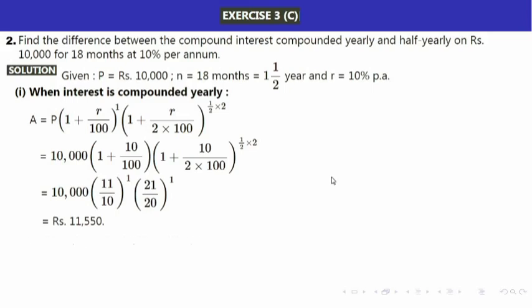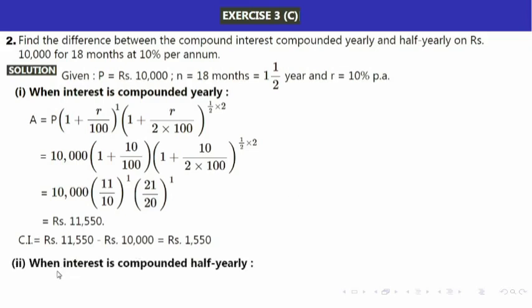Okay, now after that what you need to find is the compound interest. So this is the amount, right? So your compound interest becomes amount minus principal, which is turning out to be this much. So this is the compound interest which we got when the interest is compounded yearly. Let's observe this question now, or this part.